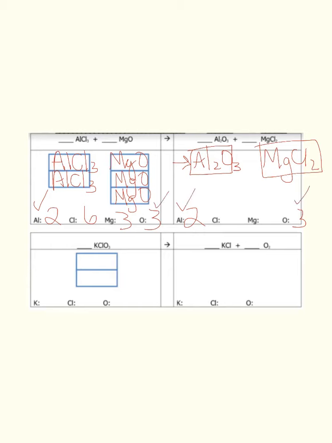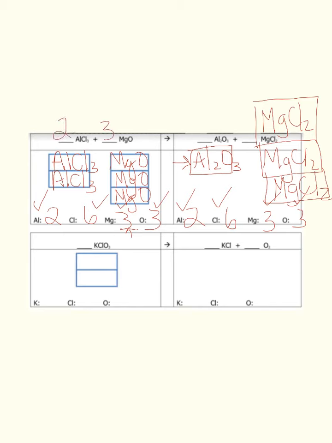That one's also good. I'll put a little check mark here by Al, check mark by O. Now we're ready to check Mg. On the reactant side, I had 3, and over here I only have 1. So I'm going to draw 2 more of these. And now I've got 3 Mg's and 6 Cl's. Every element is balanced. This equation is done. I simply count my boxes. 2, 3, 1, 3 are my coefficients.